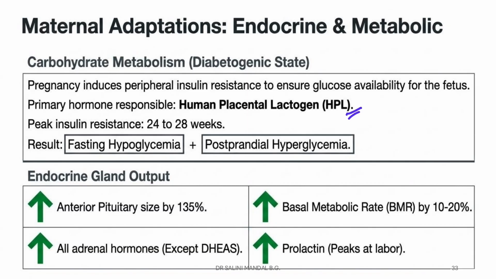Endocrine, when we see, the anterior pituitary size is going to be increased, and all adrenal hormones except DHEAS are going to be increased. Basal metabolic rate is also going to be increased by 10 to 20%, and prolactin is increased, but it is at its peak at the time of labor. Okay.